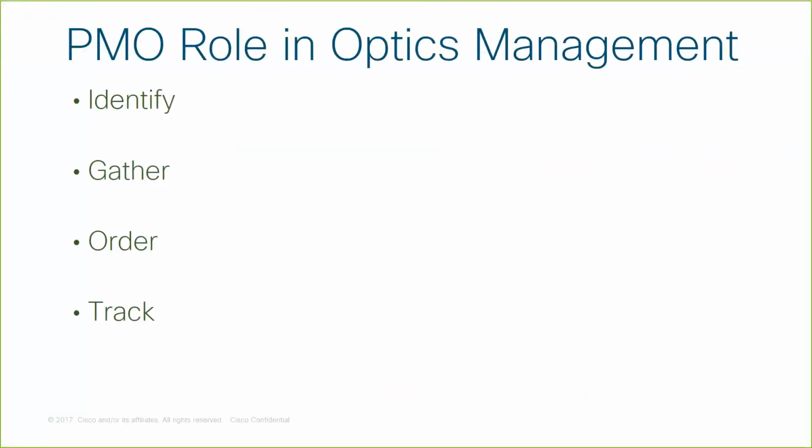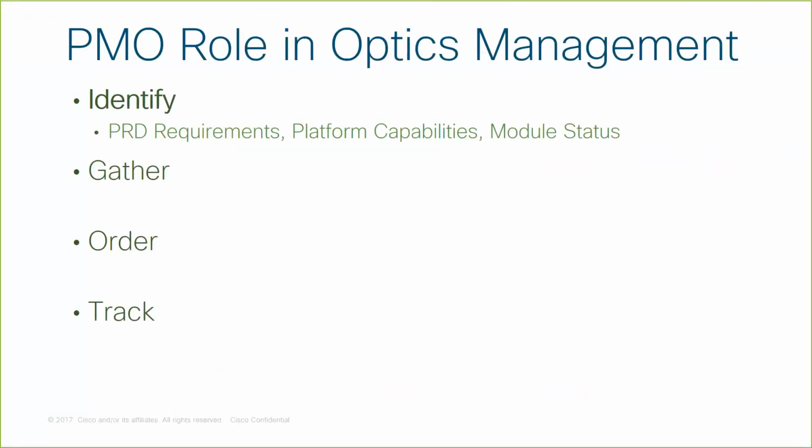First, identifying the optics you need for the platform you're managing. There are several considerations you'll have to weigh to develop the final list of optics. These will be the marketing requirements, which are found in your PRD developed by the marketing department; the platform capabilities, whether your platform supports 40 gig, 100 gig, 400 gig optics, for example; and the qualification status of the modules that you'll be testing, whether they're currently in production, or whether they're still in qualification status.